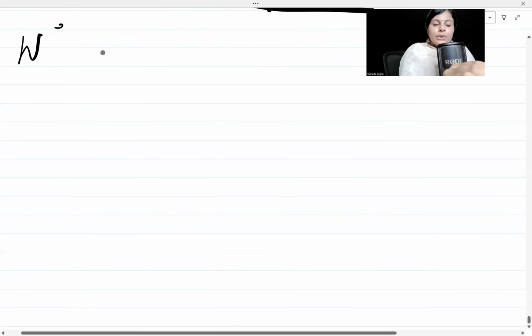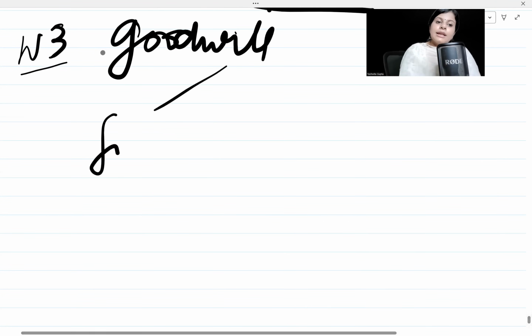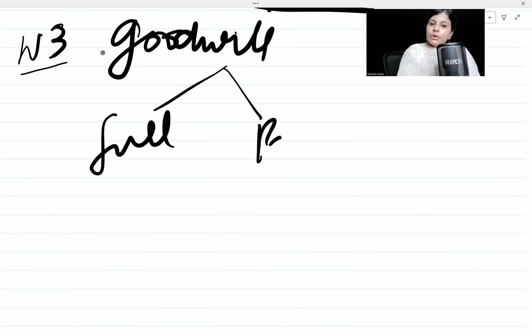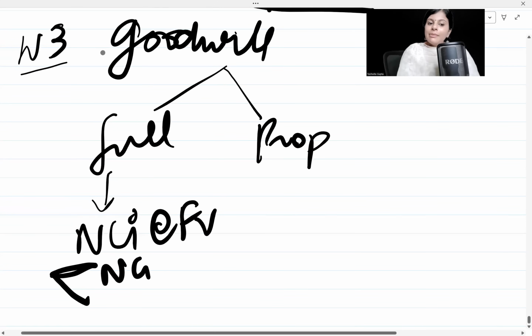Then you have working note number 3. That is, working note number 3 is goodwill. Now, guys, there are 2 types of goodwill. One is full goodwill, another is proportionate goodwill. Full goodwill is when my NCI is taken at fair value. And if this goodwill is impaired in future, the impairment will be allocated to both NCI and parent based upon their proportion. What is proportionate goodwill?